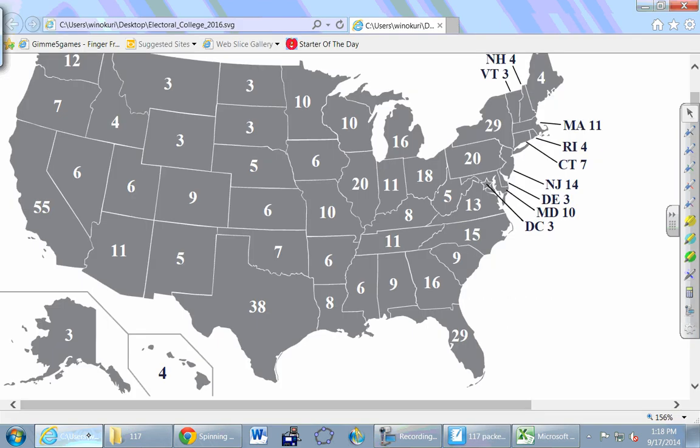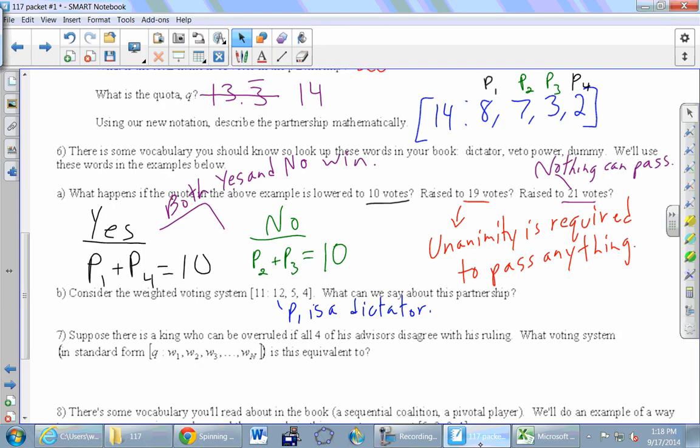You remember how we opened talking about California's 55 and Massachusetts is 11? And I said it's not as easy as just saying California is 5 times as powerful. Well, this example should convince you that it's not as easy. Just looking at the 12 and the 4, how many times more powerful is the 12 than the 4? 3 times more powerful. But in reality, the 12 has all the power and the 4 has nothing. So we can't just do a simple division to decide the relative power of these people.